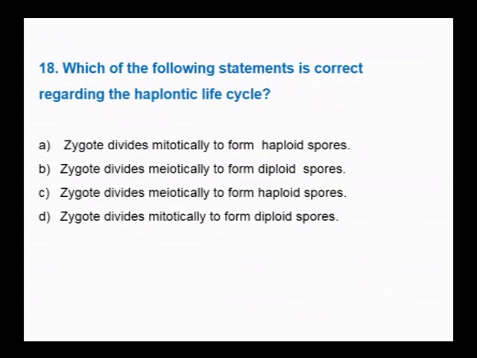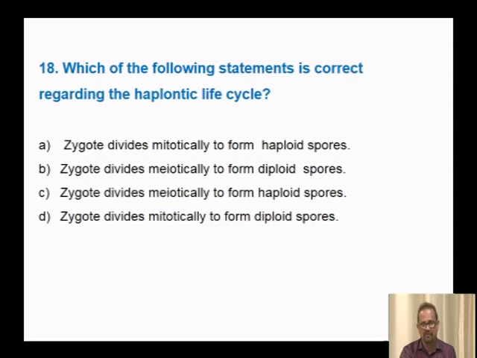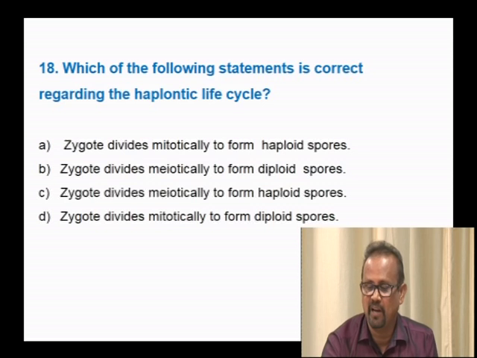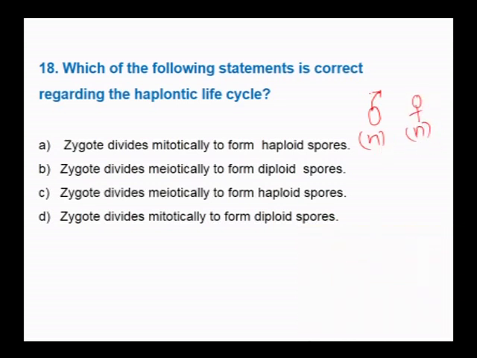Next question. Which of the following statements is correct regarding the haplontic life cycle? The haplontic life cycle can be seen only in lower organisms like algae and fungi. In the haplontic life cycle, the male and female gametophytes are both haploid. They produce gametes by mitosis. Of course, in all plants gamete production takes place by mitosis. When these two fuse, you get a diploid zygote. But here, the zygote will not develop into a sporophyte.